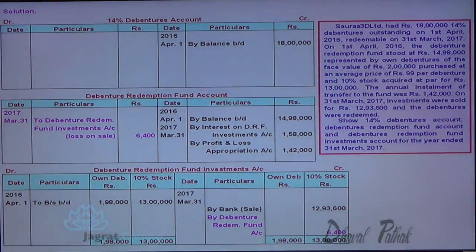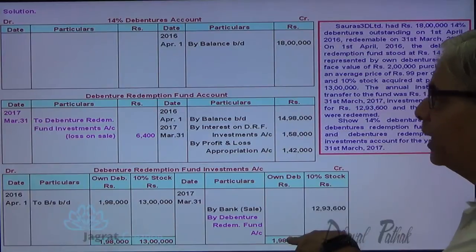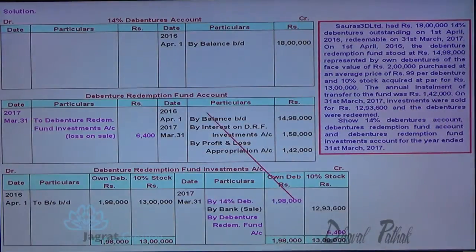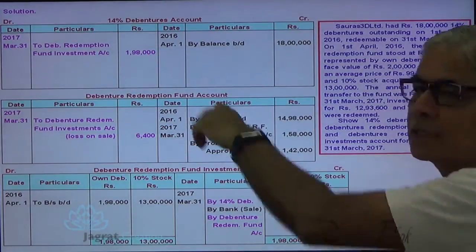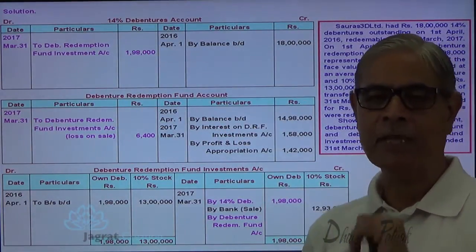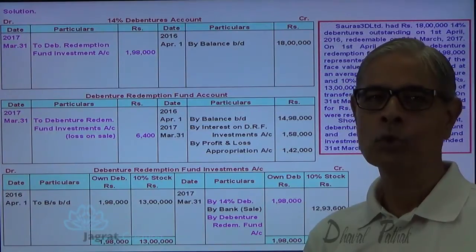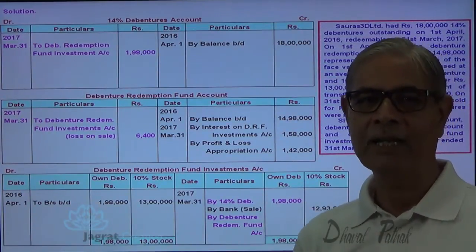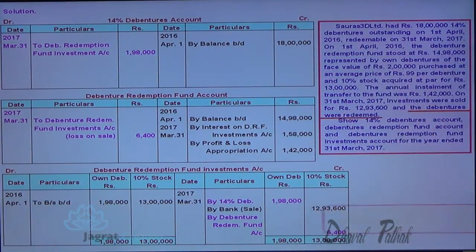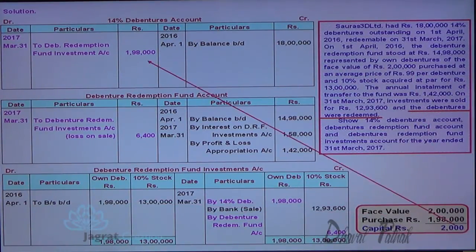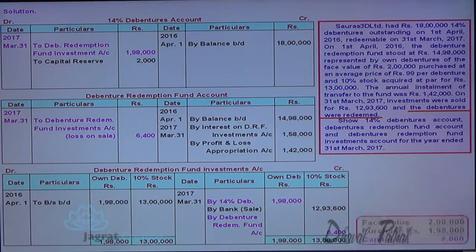Now, this own debenture of 1,98,000 is transferred to debenture account, because by that, debentures of rupees 2 lakhs are redeemed. So, 2 lakhs debentures are redeemed at a purchase price of own debenture 1,98,000. The difference between 2 lakh and 1,98,000 is a gain on redemption that can be transferred to capital redemption reserve. That can be transferred to capital reserve. So debenture account debit to capital reserve account credit.